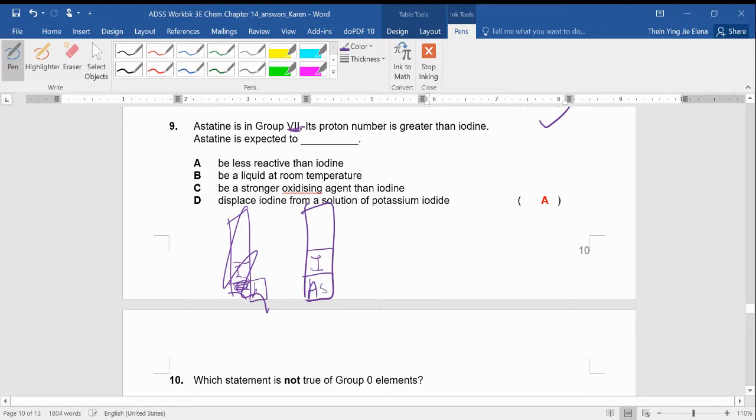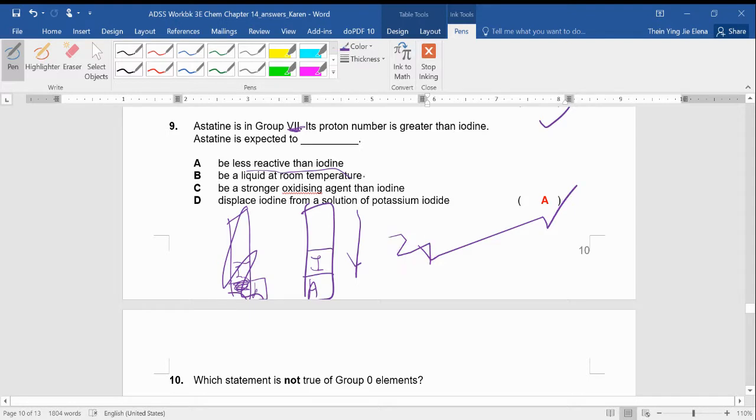Astatine is expected to be less reactive than iodine because for halogens, group 7, reactivity decreases down the group, opposite of group 1. Okay, so the answer is definitely A.